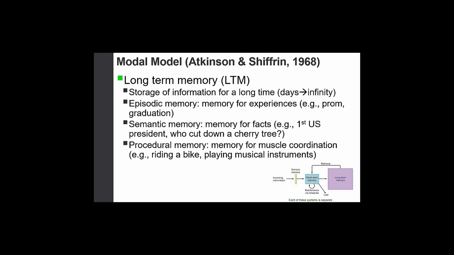So for example, if I ask you to think back to prom or high school graduation or a wedding or some other memorable experience in your life, you can almost travel back to that exact moment in time and replay it like an episode of a TV show. You can remember the different smells that were present, or you can remember the exact order of different things. When we talk about those types of memories, we call them episodic memories, and these are memories for particular experiences.